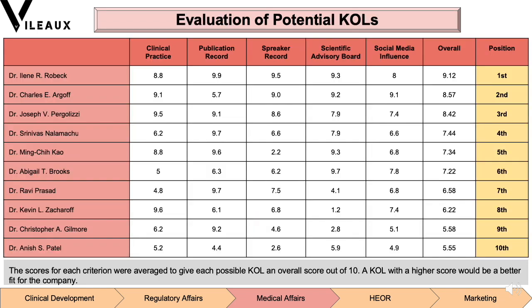After evaluating the potential KOLs, VILO was able to narrow down the list to 10 potential KOLs, and we ranked them. As you see here, on the right-hand side in the yellow section, the KOLs are ranked in order from 1 through 10. A KOL with a higher score is considered a better fit for the company.